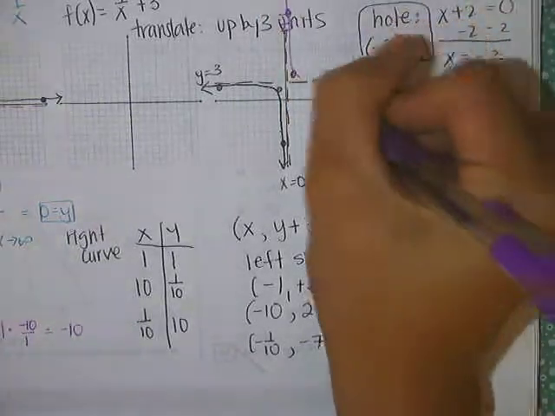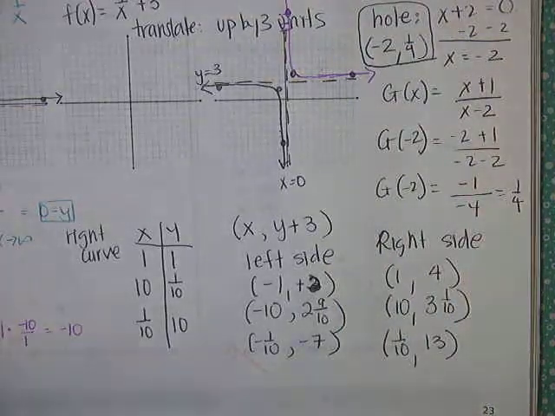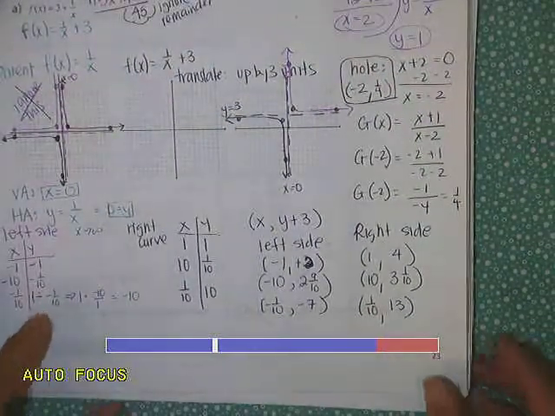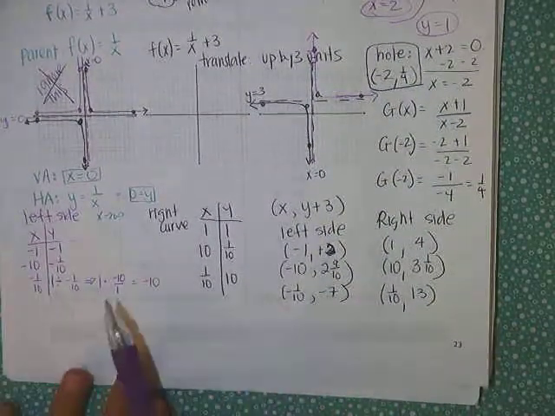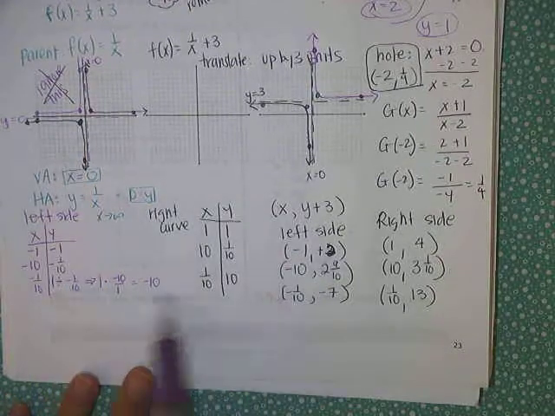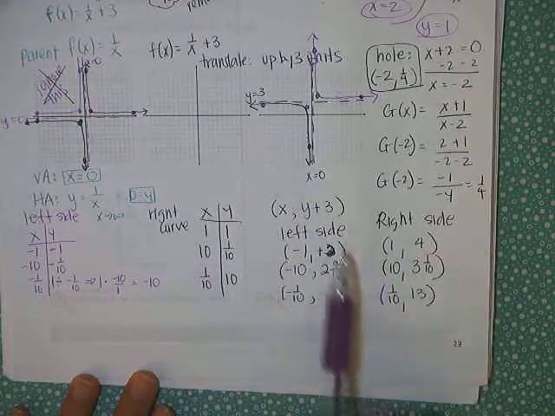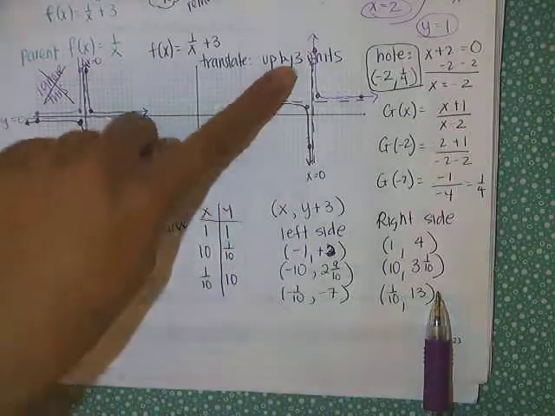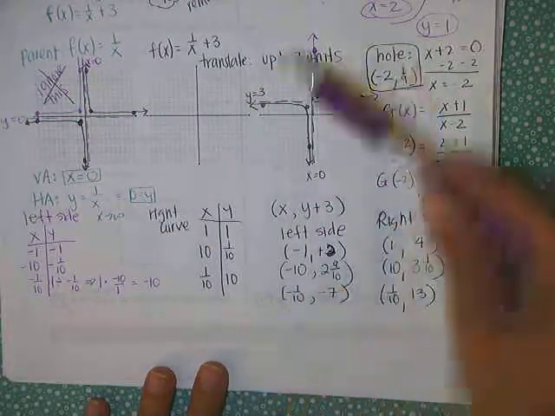When x is 1, y is 4. When x is 10, y is 3 and a 10th, which is very close to your horizontal asymptote. When x is 1/10, it's quite small. Okay, so we're going to go close to the vertical asymptote, and we'll go up 13 units. This is a 10 by 10, so what I'm going to do is add 3 more tick marks up above it and make it a 13. Okay. So those are my dots. And I'm just going to connect this.